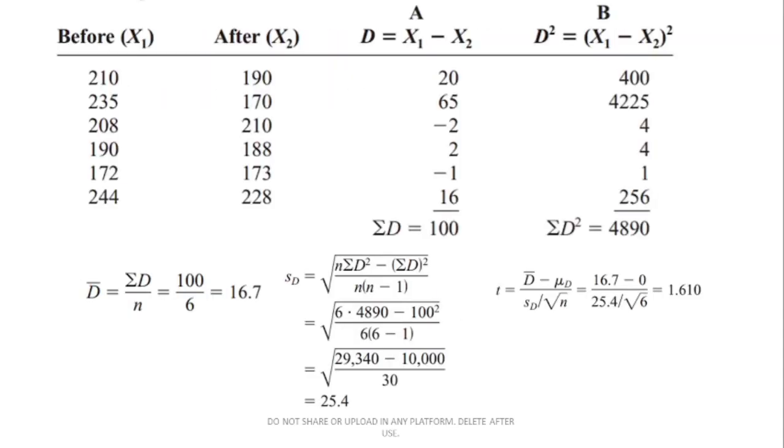Okay, so make the table. So here we have the values before they took the supplement and after they took the supplement. The difference of our values, d, would be this one. So, 210 minus 190 is equal to 20. 235 minus 170 is 65 and so on. Just subtract the after values from the before values to get these.